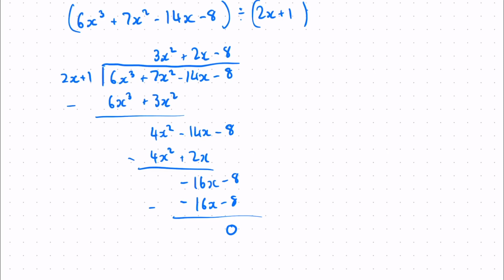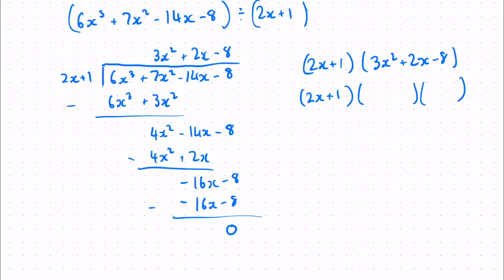So my factorisation can look like 2x plus 1, 3x squared plus 2x minus 8, and then I need to factorise that second bracket down again because it's quadratic, which will give me 3x and x, as well as minus 4 plus 2. That answers B. Factorise f of x completely.